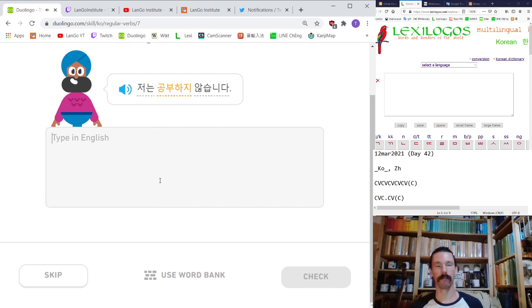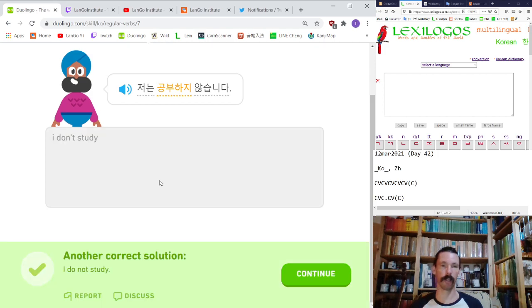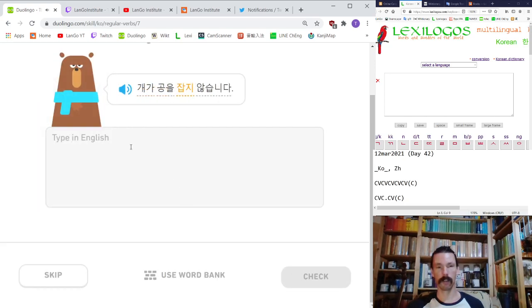저는 공부하지 않습니다. The not doing of homework or studying. We can just say I don't study, but there's a bit more to the structure than that. A little negative marker there, or a negative polarity item. 않습니다. Don't do it.